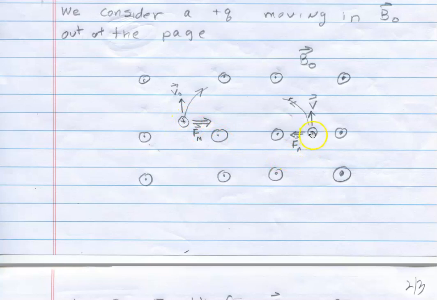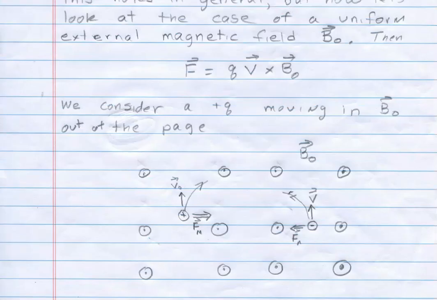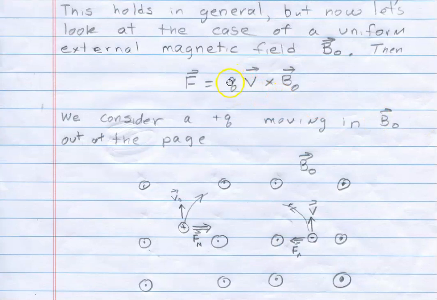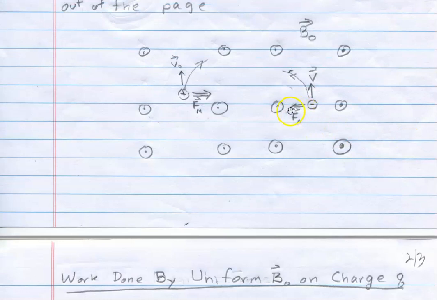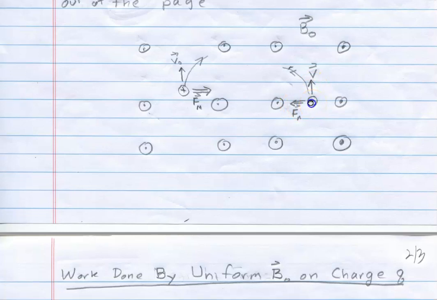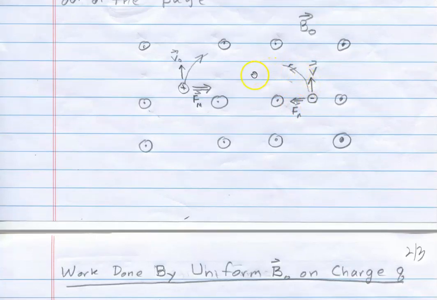On the other hand, if I have a negative charge, I still have V going in the same direction, magnetic field coming out. So V cross B is still to the right, but since this quantity Q is negative, that flips the direction to the opposite direction. And so now the magnetic force is to the left, and instead of going straight, the particle, because of this magnetic force pulling it, will tend to veer in the counterclockwise direction.